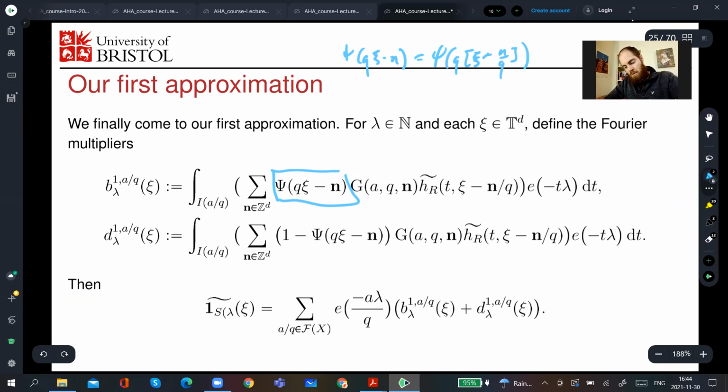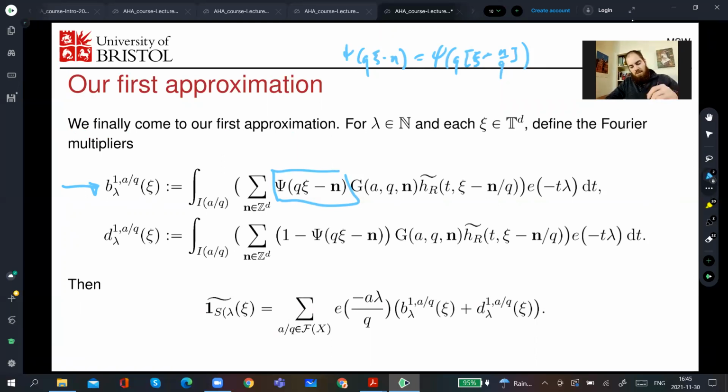So this is supported in a box that has side length roughly 1 over q and is centered at n over q. So that is where I've said the sum always has one term, this sum right here for B1. Okay, this is a function defined on the torus. It's going to be our Fourier multiplier. And that gives the first approximation.